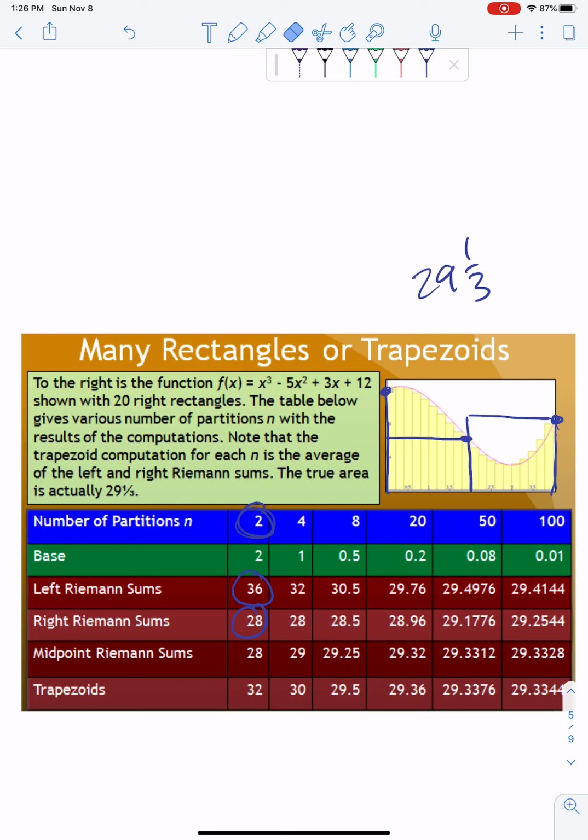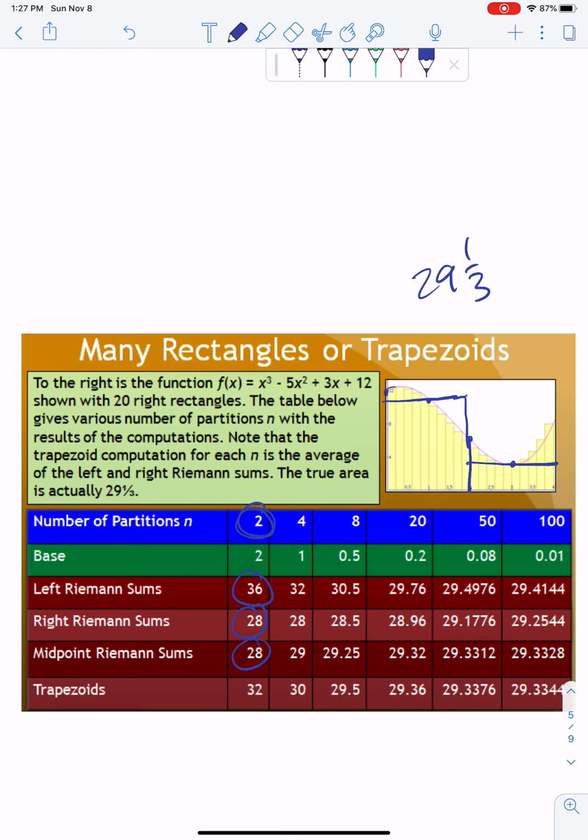If I were to do midpoints, then this is the middle of my graph, but instead of making my rectangle start here or here, I would start it right in the middle. So I would start my rectangle right here. And then on this one, my rectangle would start right in the middle. So this one, my estimation gets closer.